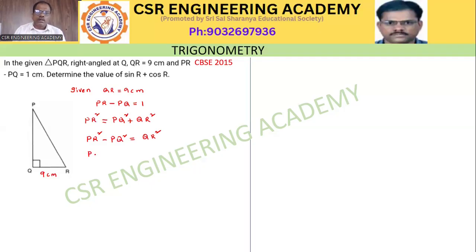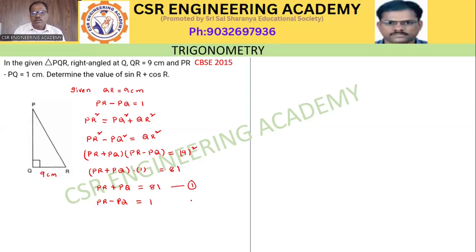(PR plus PQ) into (PR minus PQ) is equal to, here QR is equal to 9 centimeters, 9 whole square. (PR plus PQ) into (PR minus PQ), which is 1, is equal to 81. So PR plus PQ is equal to 81, equation 1. PR minus PQ is equal to 1, equation 2, given. Add 1 and 2.